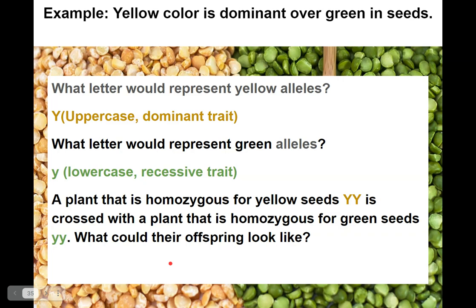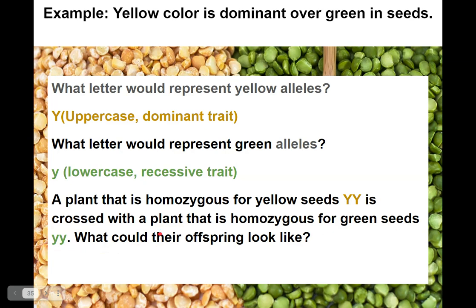Okay. So here's our question that we're going to do. A plant that is homozygous for yellow seeds, so that means big Y, big Y. If I just told you homozygous for yellow seeds, you could figure out that it was big Y, because homozygous means two the same. Yellow seeds means it's got at least one big Y. And since it's homozygous, it's got to be two big Ys. Okay, it is crossed with a plant that is homozygous, two the same, for green seeds. So that's little y, little y. What could their offspring look like?